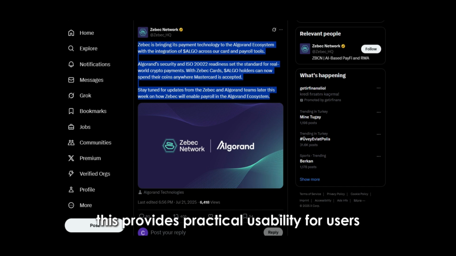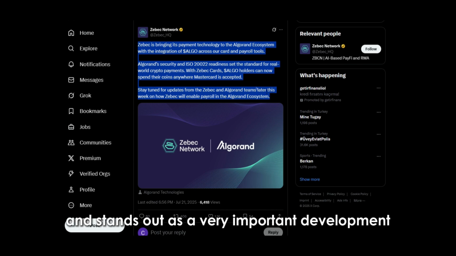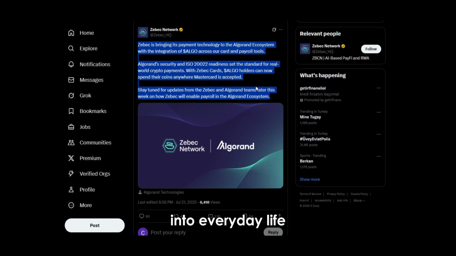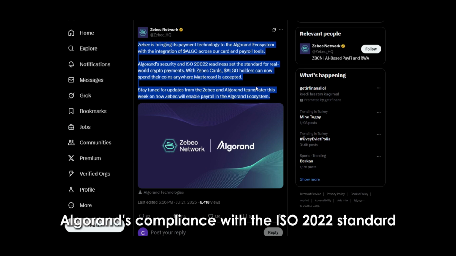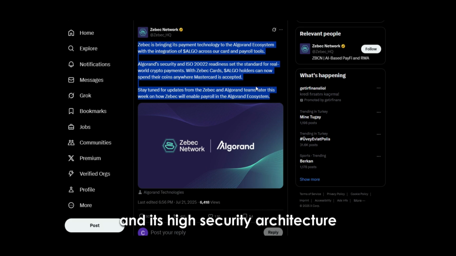This provides practical usability for users and stands out as a very important development for the integration of cryptocurrencies into everyday life. Algorand's compliance with the ISO 20022 standard and its high-security architecture have been cited as key foundations for the success of this integration.